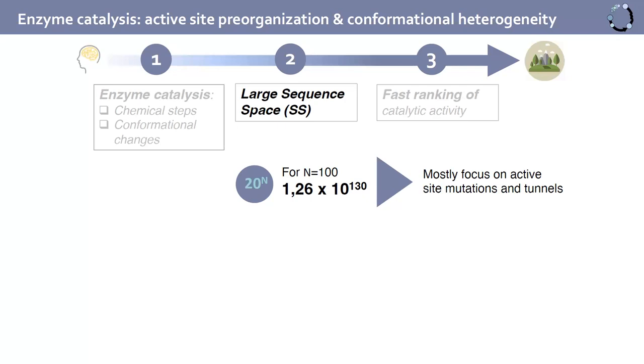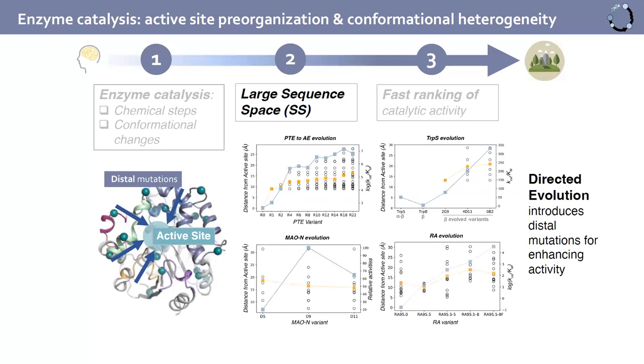How can we identify which positions need to be changed for enhancing the property that we are interested in? Mostly, if the catalysis takes place in the active site, one would assume that introducing mutations in the active site would be enough. But we have seen with many years of directed evolution that in many cases, mutations far away from the active site are introduced. And actually, these distal mutations have an impact on the kcat, on the enzyme's catalytic activity.